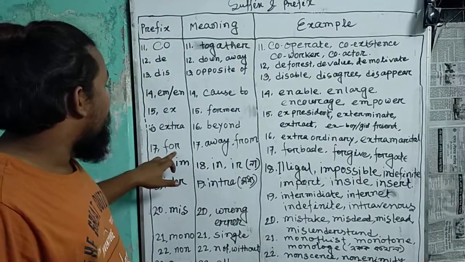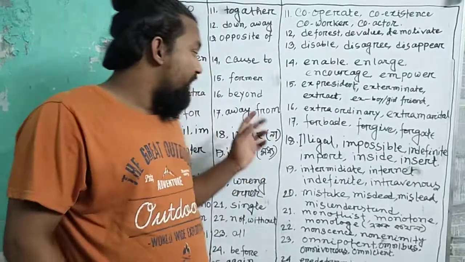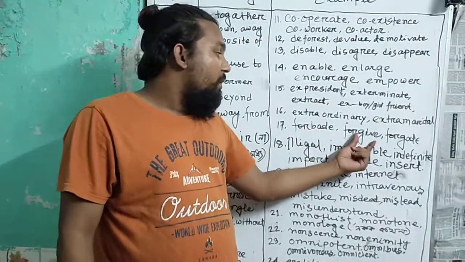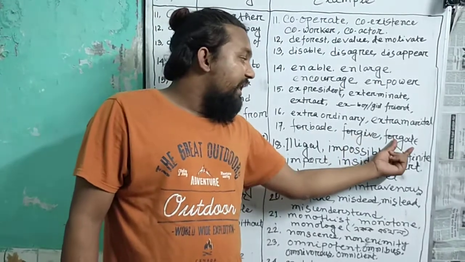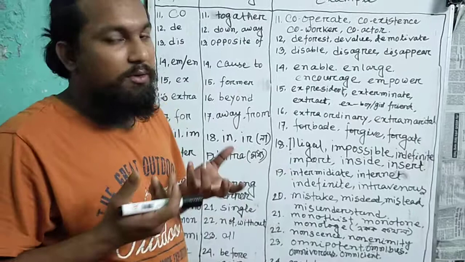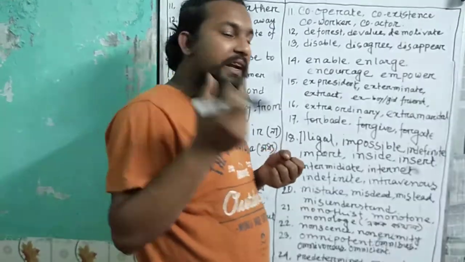Number 17, for. You know that the meaning of for is away and from. And the examples are forbid, forgive, forget, etc. All are basic simple words to understand or to express your feelings.